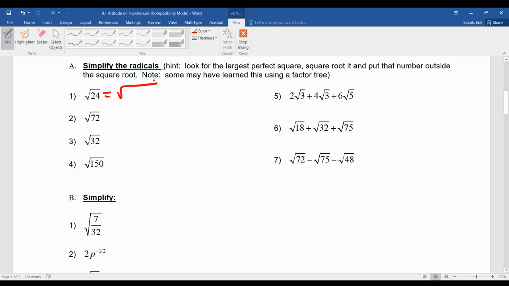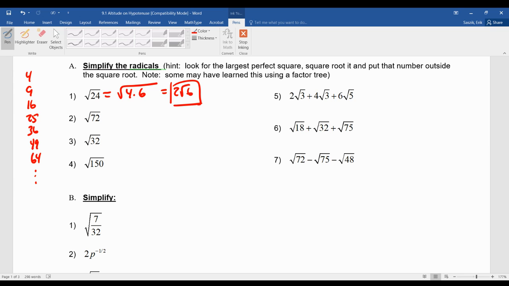Remember, biggest perfect square. When I say perfect squares, of course, 2 squared is 4, 3 squared is 9, 16, 25, 36, 49. This list, of course, goes on forever, right? Biggest perfect square that divides evenly into 24 is 4, 6 times. That square root of 4 is a perfect square. It comes out as 2, so that's why that becomes 2 root 6. Okay?